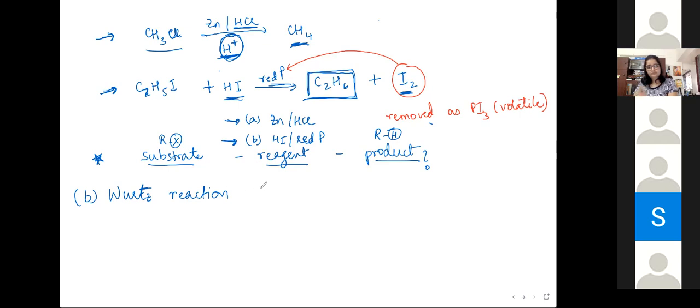Ma'am, halides are basically halogen plus any element, right? Compounds of halogens, yes, halide like the X minus or these kind of things.